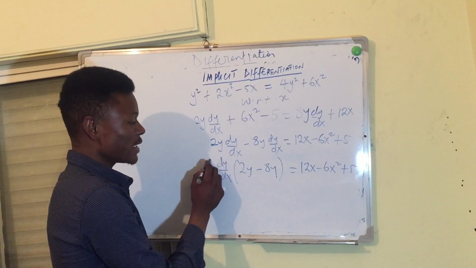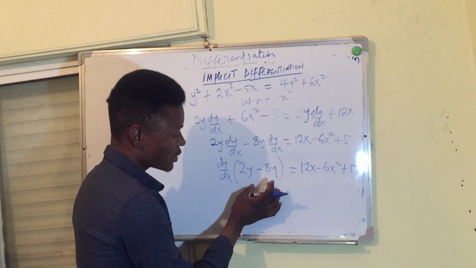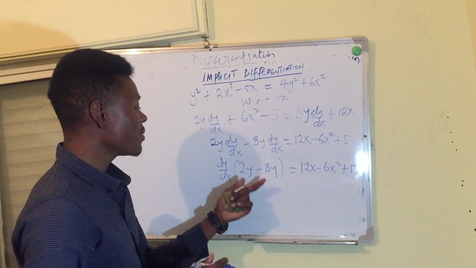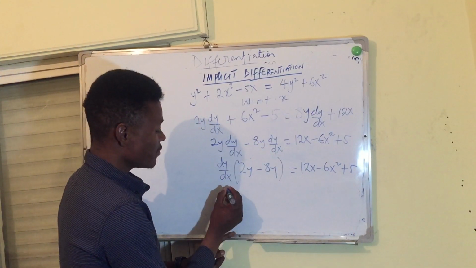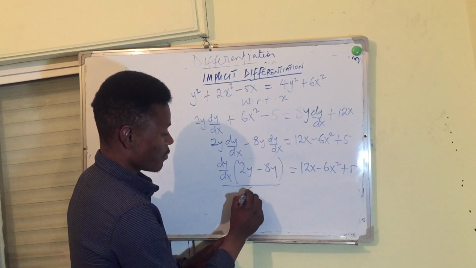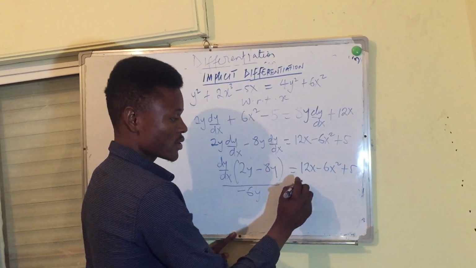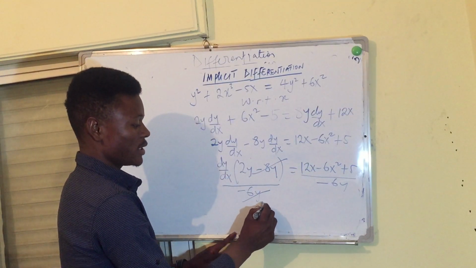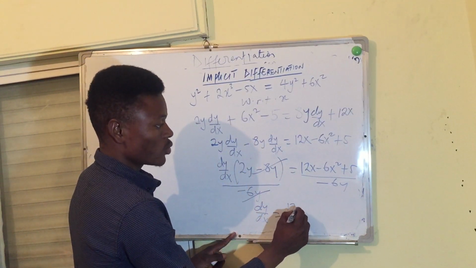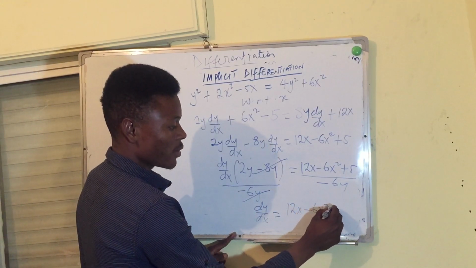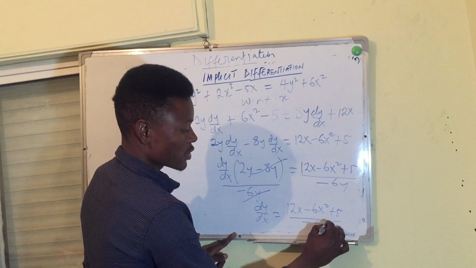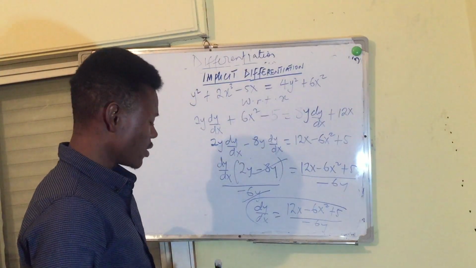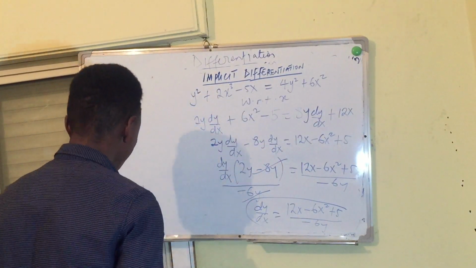In this case, dy dx dama muke so mu gano, we can divide by what? 2y minus 8y. Amma mun san cewa 2y minus 8y is negative 6y. So that may divide through by negative 6y. So idan muka yi division ɗin nan by negative 6y, wannan abu negative 6y ne. Nan ma za mu iya yin by negative 6y. This cancel this. So dy dx is now what? 12x minus 6x squared plus 5 divided by negative 6y. This is the derivative of one function. One is implicit differentiation.